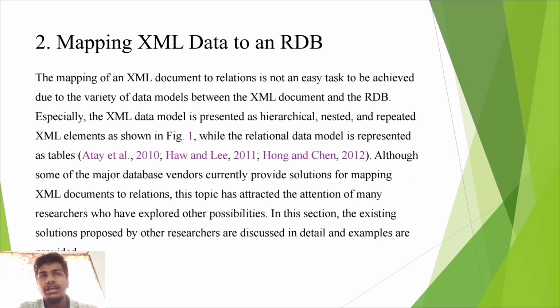Mapping XML data to the RDB. The mapping of an XML document to relations is not an easy task to achieve due to the variety of data models between the XML document and the RDB. The XML data model is represented as hierarchical, nested, and repeated XML elements, as shown in figure 1, while the relational data model is represented as tables. Although some of the major database vendors currently provide solutions for mapping XML documents to relations, this topic has attracted the attention of many researchers who have explored other possibilities. In this section, the solutions proposed by other researchers are discussed in detail and examples are provided.